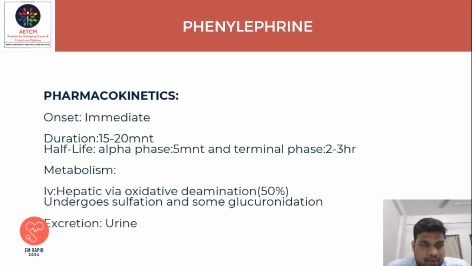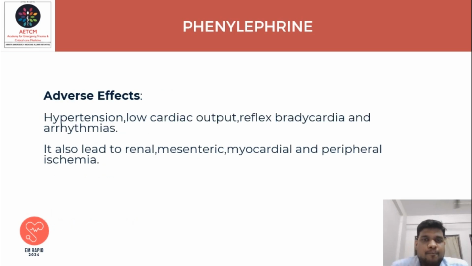Coming to the pharmacokinetics, onset of action is immediate, duration of action is 15 to 20 minutes, and half-life has an alpha phase and a beta phase. The alpha phase is 5 minutes and the terminal phase is 2 to 3 hours. Metabolism by IV is hepatic by oxidative deamination. It undergoes sulfation and some glucuronidation. Excretion is through urine. Coming to the adverse effects of phenylephrine: hypertension, low cardiac output, reflex bradycardia, and arrhythmias. It can also lead to renal, mesenteric, myocardial, and peripheral ischemia.